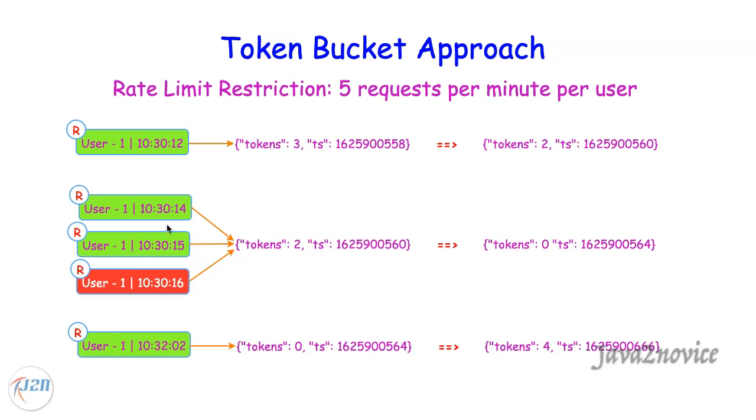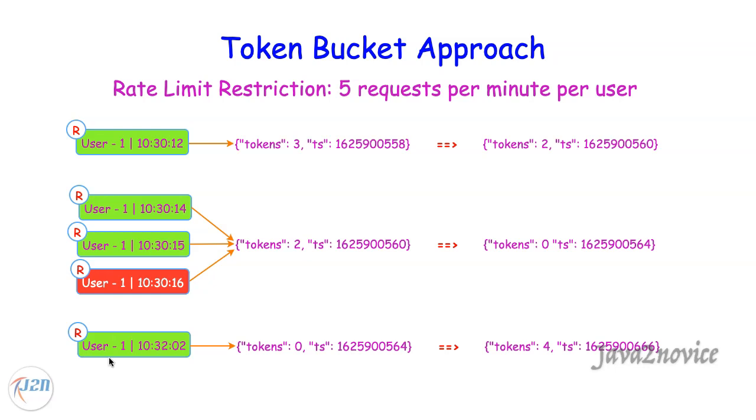Let's look here. There are 3 more requests in the same minute time frame from the same user. The first request is coming at 10:30:14 seconds. The second request is coming at 10:30:15 seconds and the third request is coming at 10:30:16 seconds. Each request is with 1 second difference. If you notice here, there are only 2 tokens available at this time frame for this user. So the rate limiter accepts the first 2 requests and denies the last request. Also, it updates the token value as 0 in the Redis along with the timestamp. Any request from the same user in the same minute time frame will be denied.